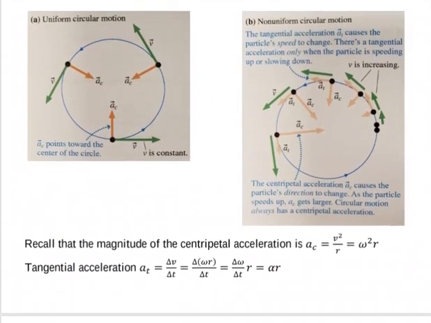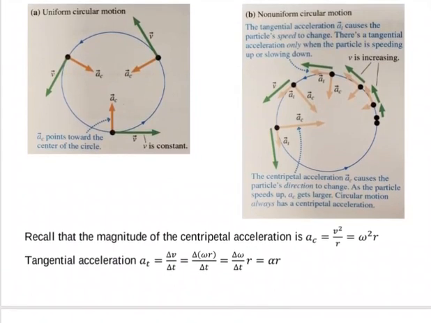All right, now we have uniform circular motion in the little graph on the left and non-uniform circular motion on the right. On the left, we have uniform circular motion. That means the velocity here and here and here is going to be constant the whole time. We have centripetal acceleration here and here and here, always pointed towards the center of the circle, and it's going to be constant the entire time in magnitude, but not in direction.